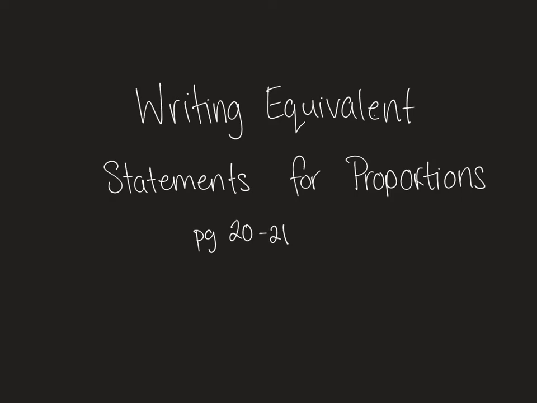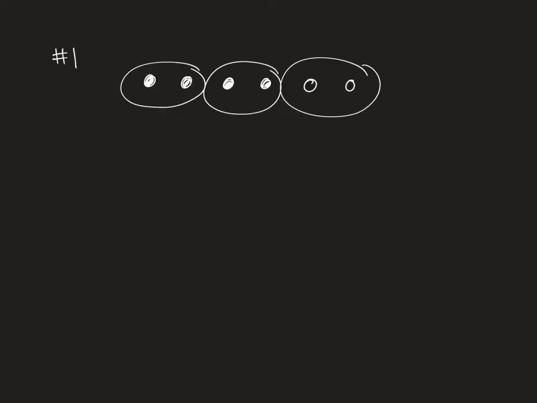Today's lesson is on writing equivalent statements for proportions, and it covers pages 20 and 21 in your Jump Math 7.2. The first question is going to give you a series of almost face-like looking sequences of dots and ovals that you are going to write 4 equivalent statements for.